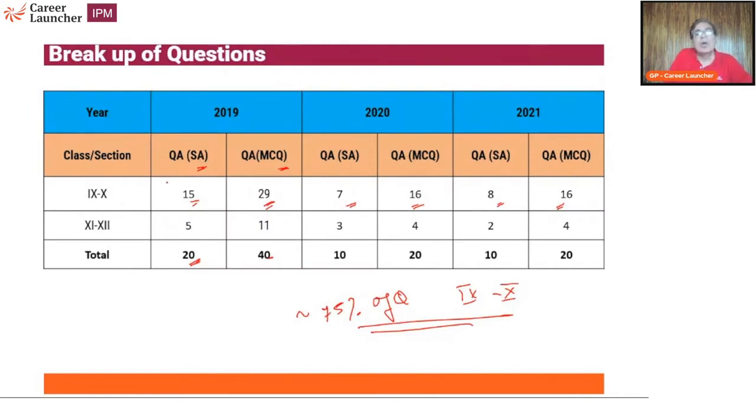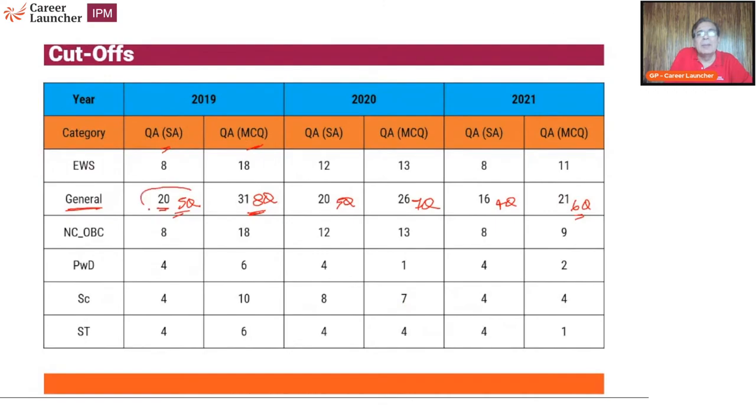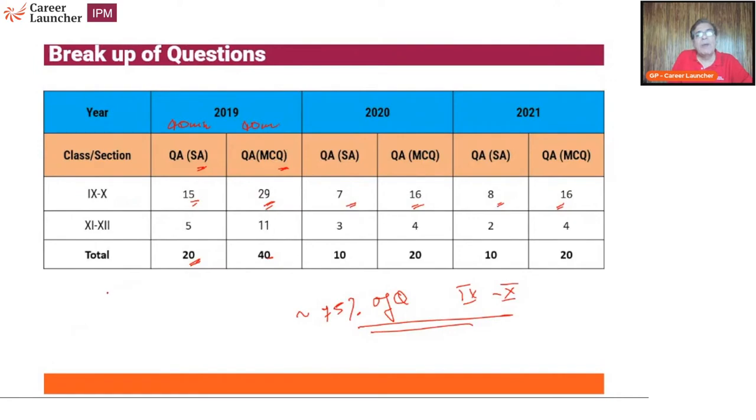In short answer, you have 40 minutes, and in MCQ also you'll have 40 minutes. So let me say I don't want to limit myself to 5 questions. Let me try to do 8 questions. So if I have to do 8 questions in short answer, I will have 5 minutes per question. If I want to do, let's say, 12 questions in MCQ, let me just increase it by 50%. I will have something like 3 minutes and 20 seconds per question. So I have ample time.